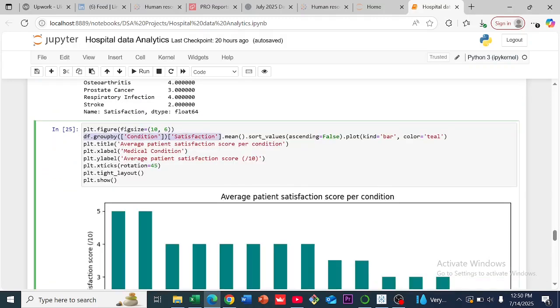So the first thing that we will be doing is to use the dot group by method to group the satisfaction score by the various medical conditions, and add the dot mean method to get the average values. And we also added the dot sort underscore values method to sort our data.